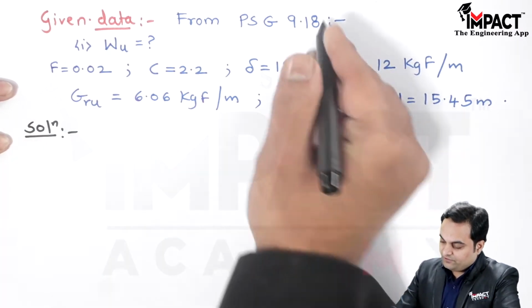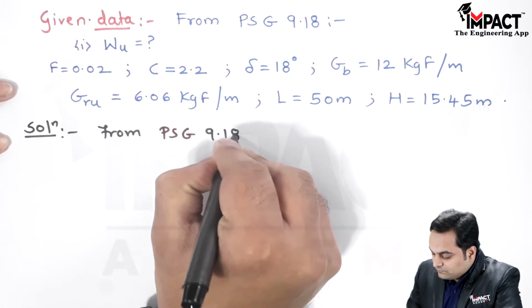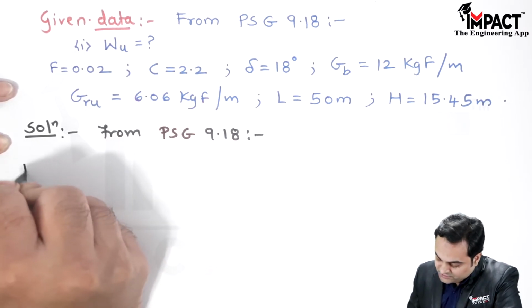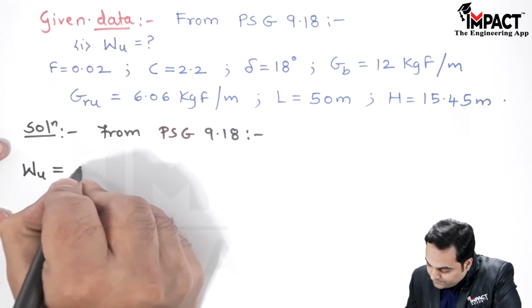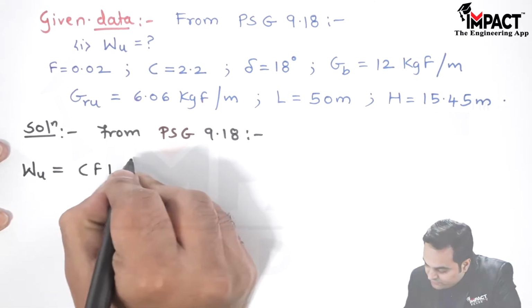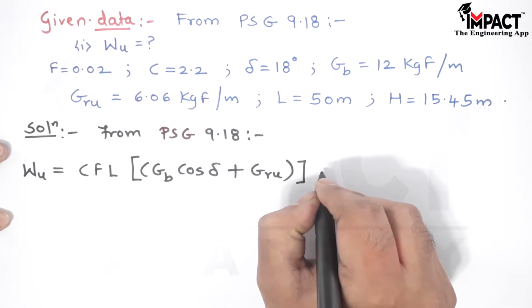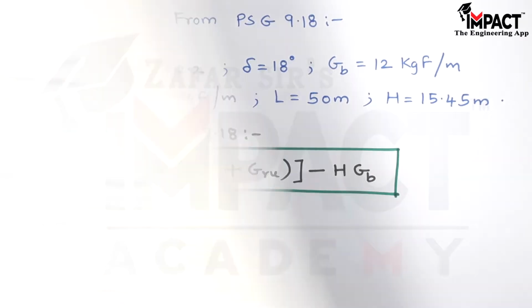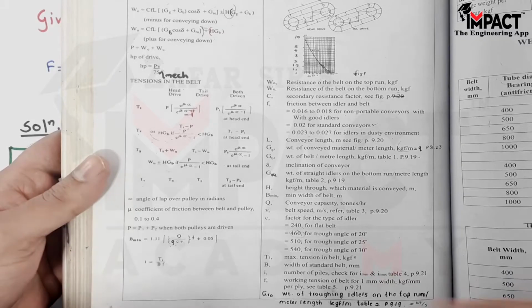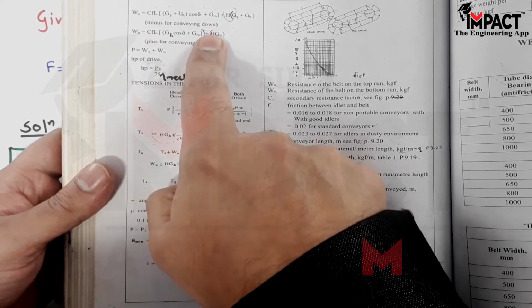Since from the same reference PSG 9.18, the weight on the bottom run is given by the formula CFL. Now as we can see this formula from PSG 9.18, here it is written in this formula we have plus or minus sign.